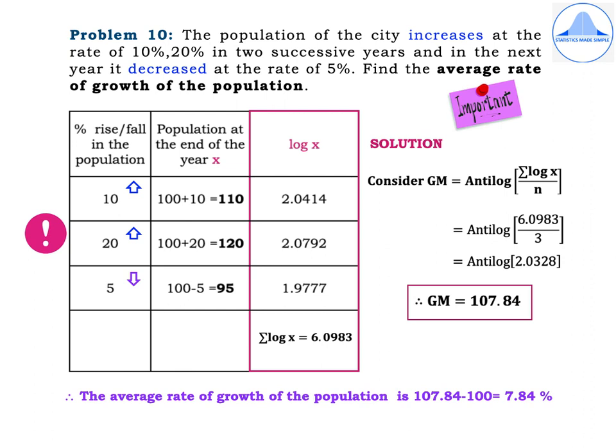So in the second column the population at the end of the year are 110, 120, 95, which are marked as X. The next step is to find the log X values, that is 2.0414, 2.0792, 1.9777, and summation log X is equal to 6.0983. Under solution, write the formula. Consider GM equal to antilog summation log X by N, which is equal to antilog of 6.0983 divided by 3, which is equal to antilog of 2.0328, or GM is equal to 107.84. Therefore, the average rate of growth of the population is 107.84 minus 100, which is equal to 7.84%.